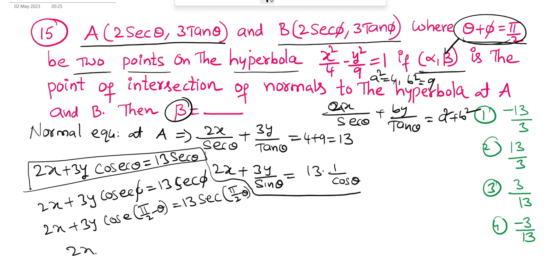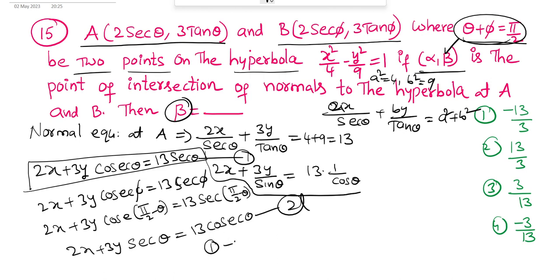So this is 2x plus 3y into cosec(90 minus theta), which is secant theta, equal to 13. Sec(90 minus theta) is cosec theta. This is the second normal equation and this is the first normal equation. Subtracting the first equation minus the second equation, 2x cancels. Take 3y common.